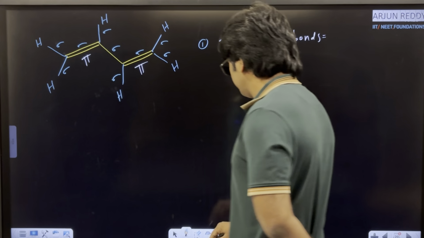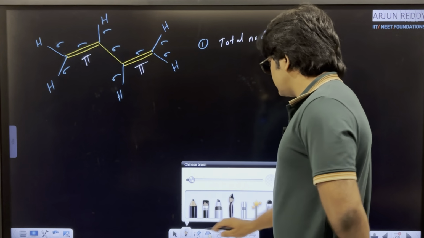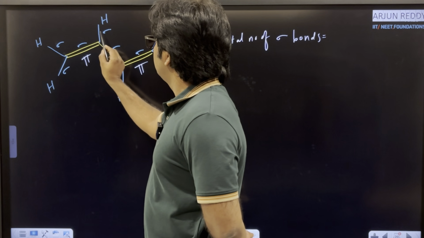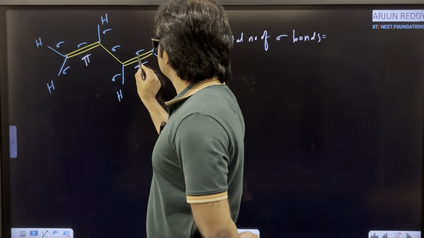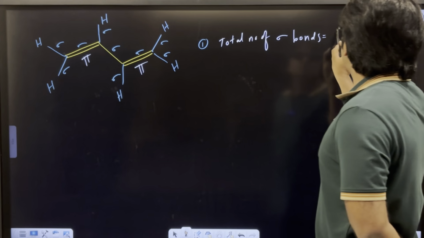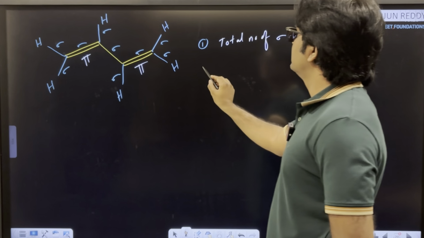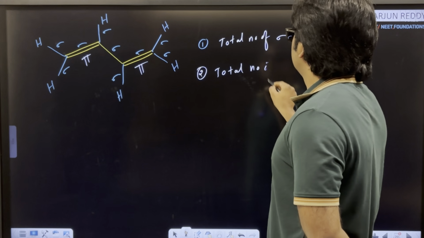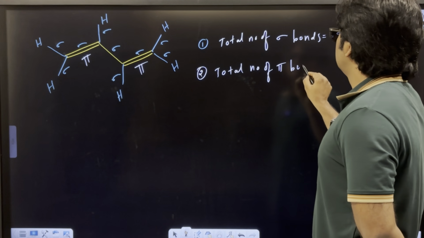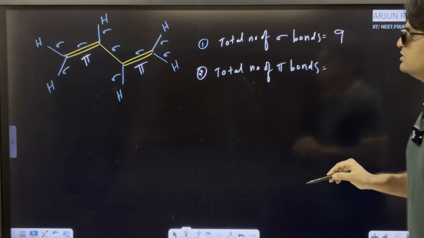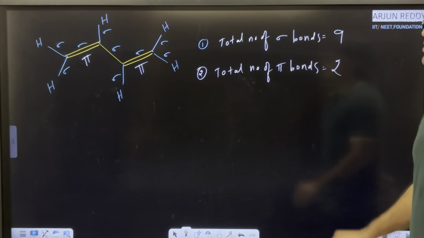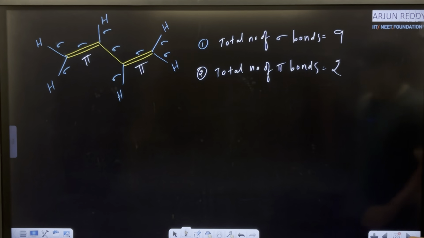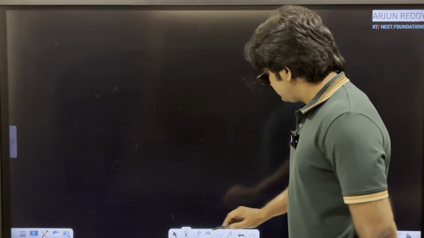Come back to the same question. Here how many sigma bonds are present? 1, 2, 3, 4, 5, 6, 7, 8, 9. Total number of sigma bonds equals 9. Second one, total number of pi bonds: how many pi bonds are there? 2 pi bonds are there. Clear?